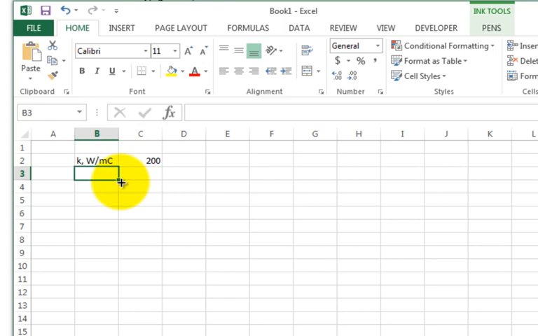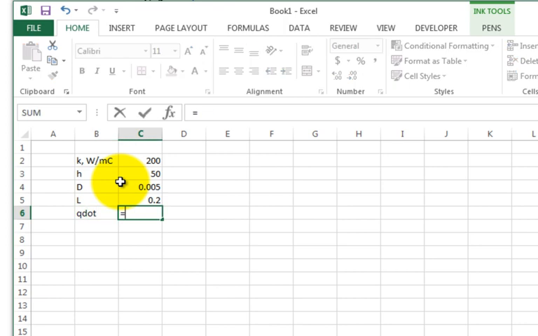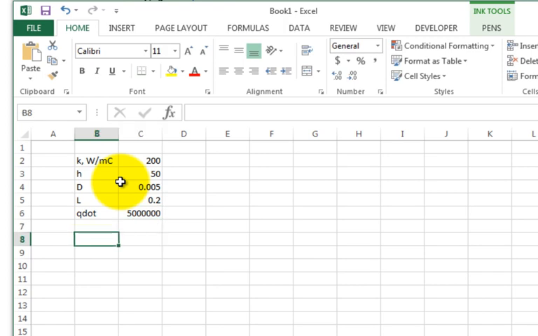All right, and then we have a convection coefficient. I'm not going to type in the units. We know the units on the convection coefficient. It was 50 for this problem. And then we'll have a diameter. We give it in millimeters, but we really want to put everything in meters. So the length was 0.2. Q dot, and Q dot was 5 times 10 to the 6. Will that work? We also can start calculating things.